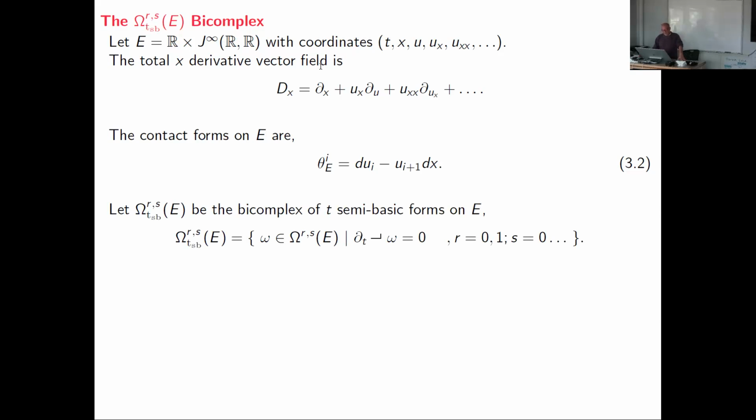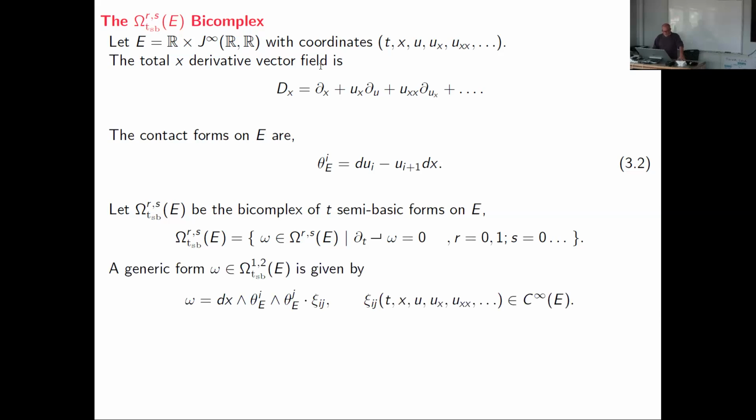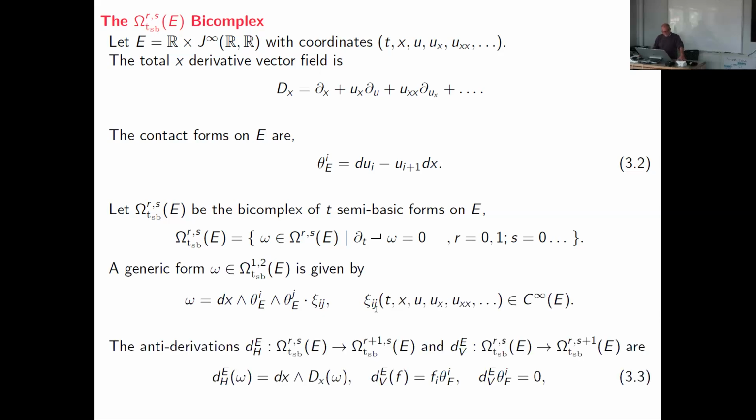And so you can define the semi-basic forms, and these will just be differential forms on J infinity, ordinary bicomplex forms, but the coefficients are allowed to depend on T, and there is no dT in there. So those are the T semi-basic forms. A generic form here is going to be, here's a 1-2 form. It's got a dx, it's got contact forms, and it's got coefficients, which could depend on T.